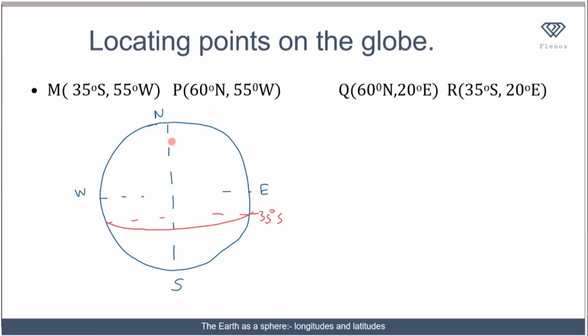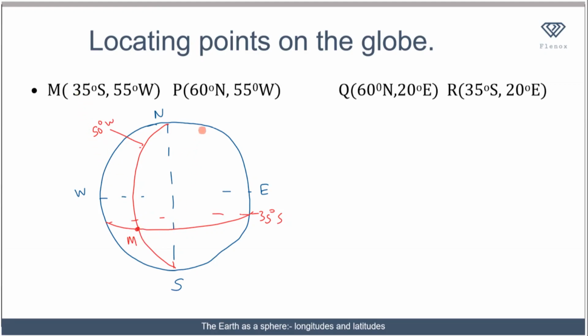West is in this direction, so 55 degrees west is going to lie in this direction. So this is 55 degrees west. So the point of intersection of the line of longitude and the parallel of latitude, this point over here, is point M.